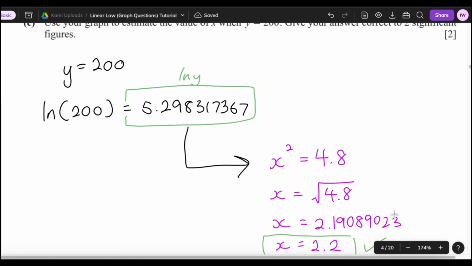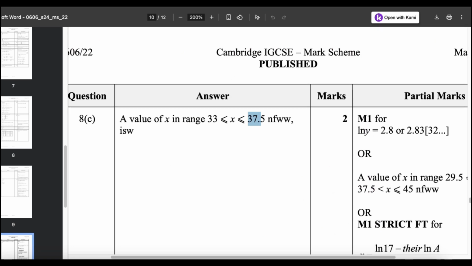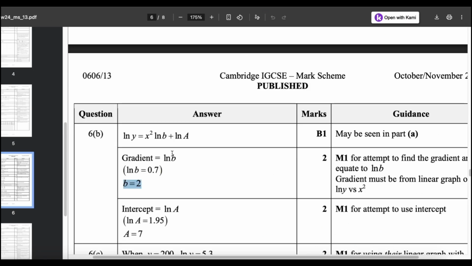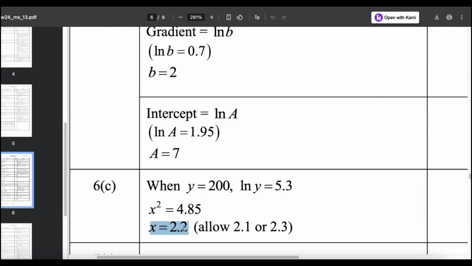And that should be the final answer. But let us go ahead and check whether that works. We're going to look at the mark scheme. Oops, that's for the first one. Okay, x is equal to 2.2, exactly on the dot. So they allow 2.1 over 2.3, just in case your number is slightly off, but we got 2.2 on the dot, so it should be no problem.